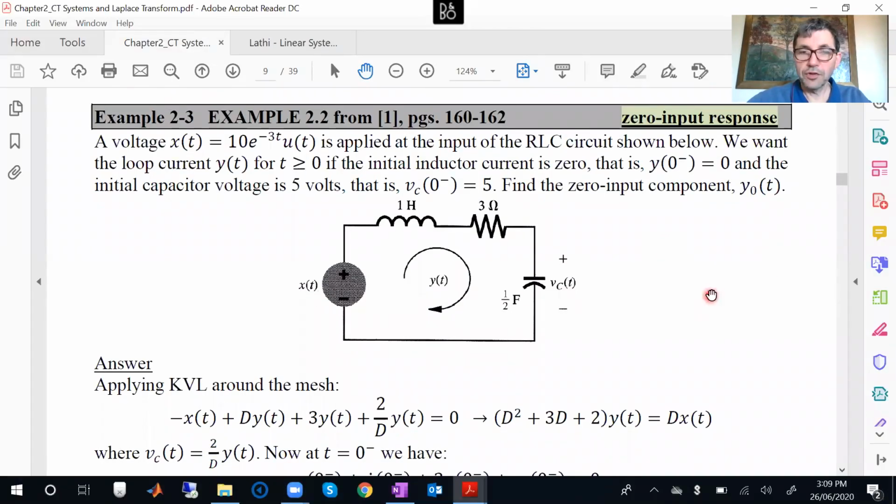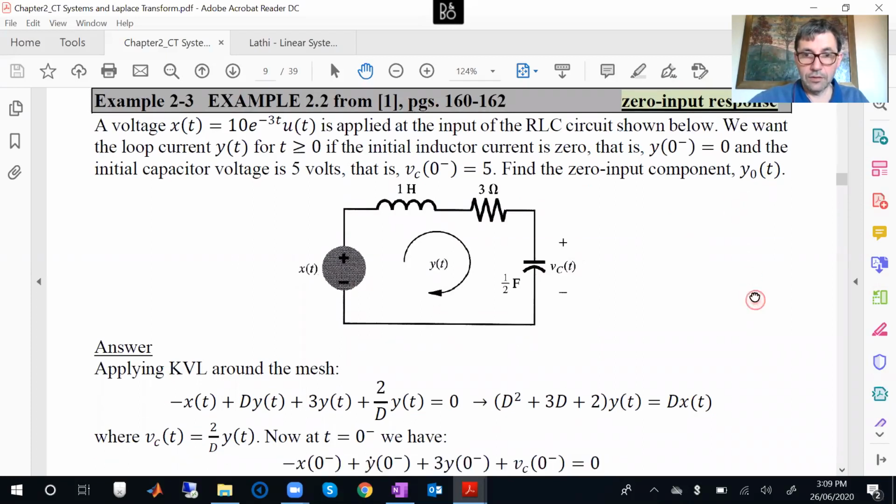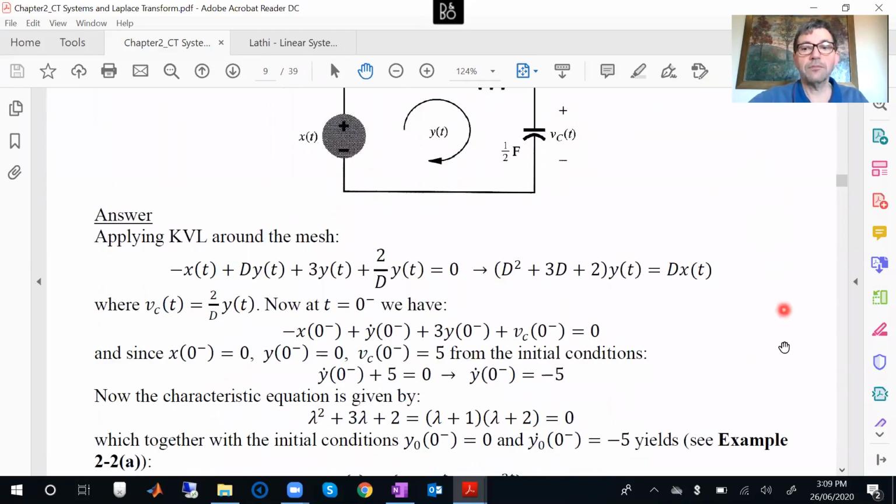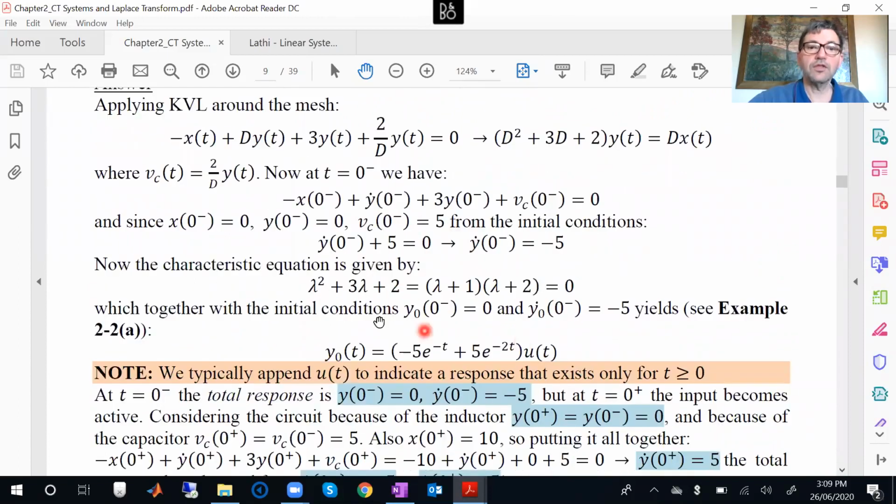I just paused the recording and started, so that's why it's jumped. So if you remember, this is example 2.3 when we looked at the zero input response, and we found finally, after a bit of calculation, that this was the zero input response. So now we want to look at the zero input response and compare it to the impulse response.